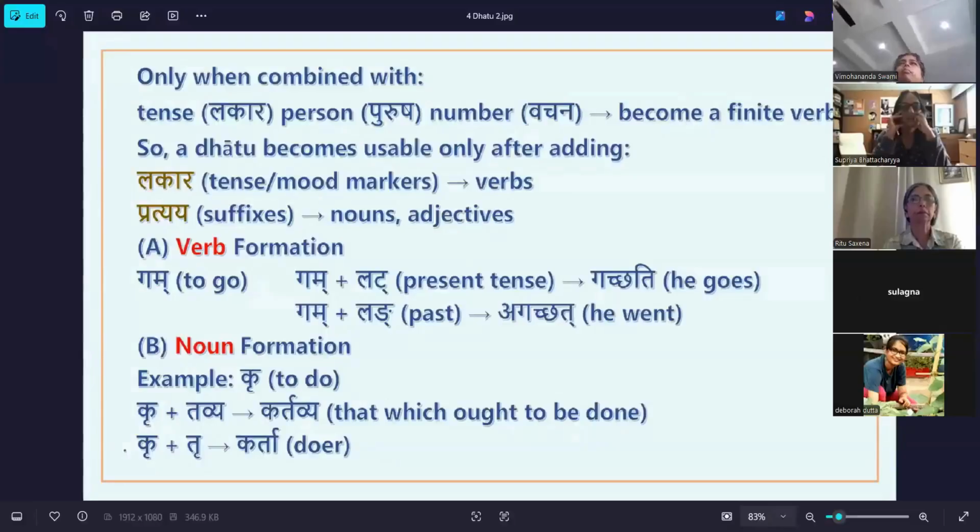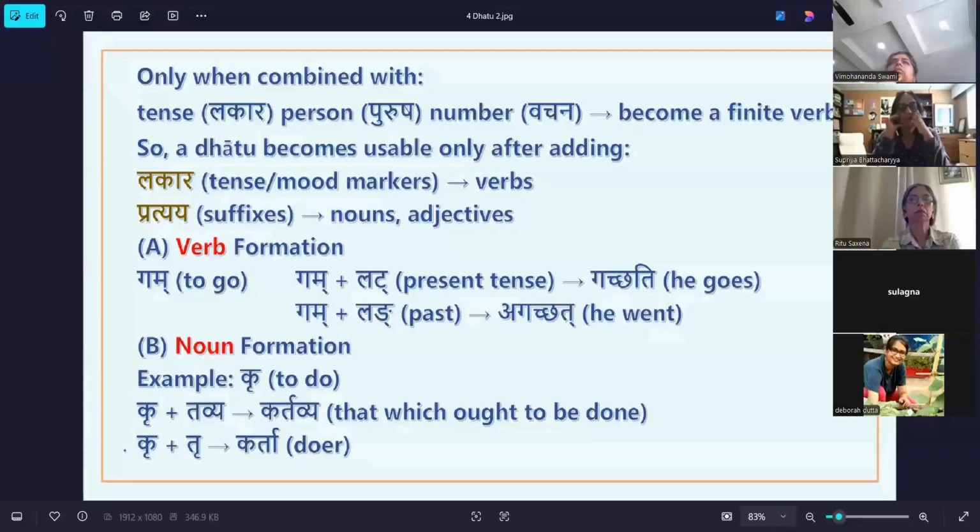And purusha means person. Pratham purusha, second purusha, all these things. Then number. Vachan means ek vachan, bahu vachan. Is Rama going alone or with many people? So if you say gacchanti, it means many people are going. But if you say Rama gacchati, it means only Rama is going. So a dhatu becomes usable only after adding this lakara. Lat, lot, lang, whatever.